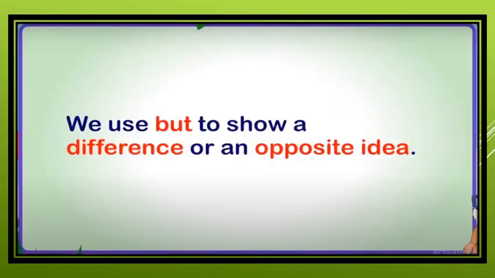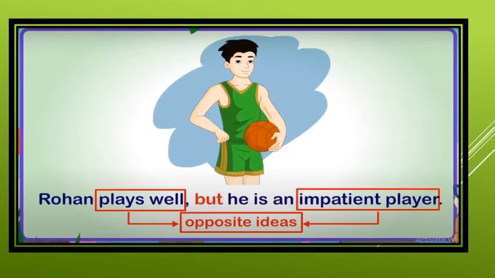We use but to show a difference or an opposite idea. So but is used for the opposite idea. For example, Rohan plays well, but he is an impatient player. So plays well and impatient player are opposite ideas. So we have used but here.